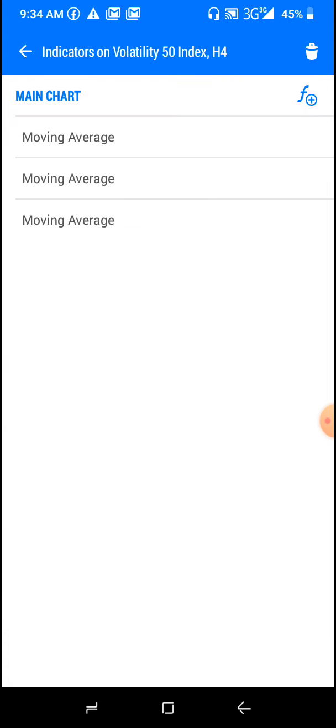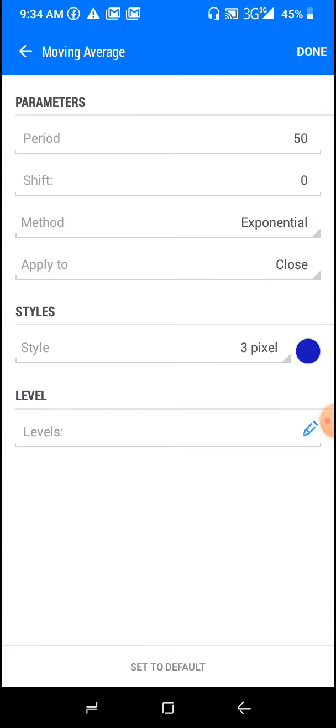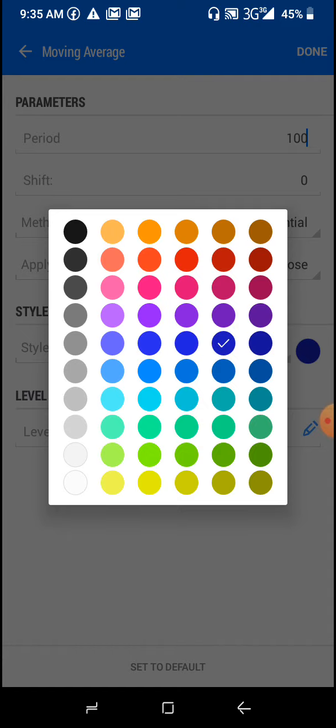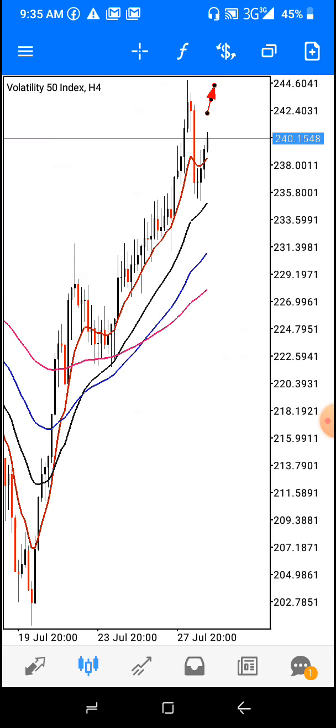The last one but not the least of the moving averages we're going to be applying on the main chart is the 100 moving average, then shift 0, method exponential, apply to close, style 3 pixel, and the color we're going to be using is pink. So that is set.